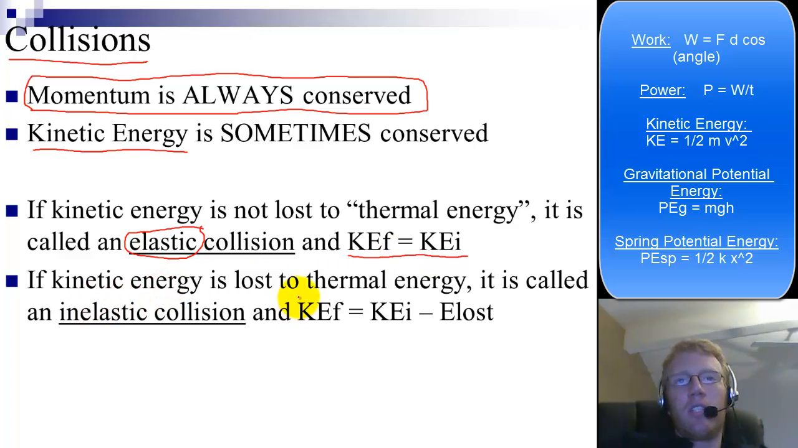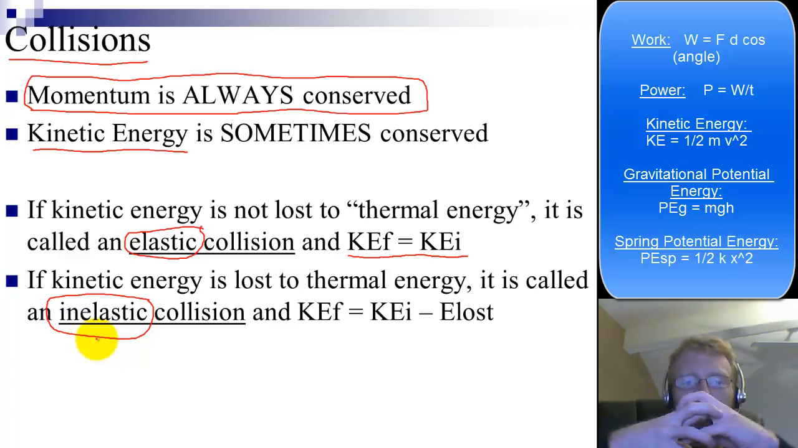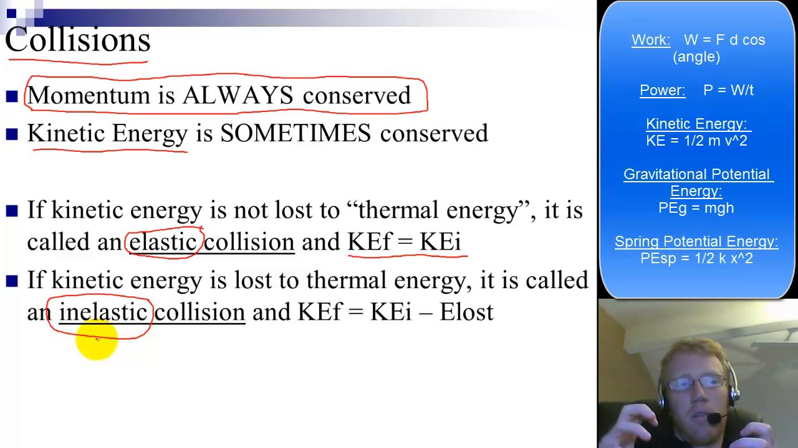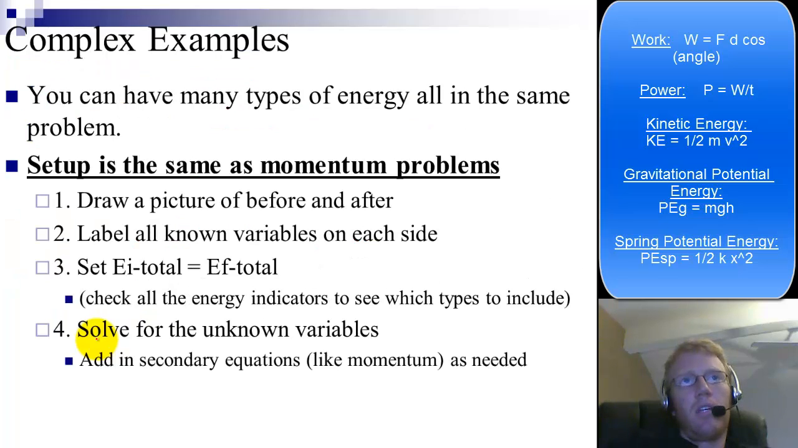But in a lot of collisions, energy is lost to thermal energy or sound or light or other types of energy, and those are called inelastic, so not elastic. Basically, elastic is bouncy, right? And then inelastic is not bouncy, so a lot of times they stick together. So say you have a car crash and the two cars crash and the bumpers stick together and then they move off in some direction. Well, that took a lot of force over some distance, therefore energy, to bend the metal, and therefore there's going to be energy lost. Okay, last slide, complex examples.